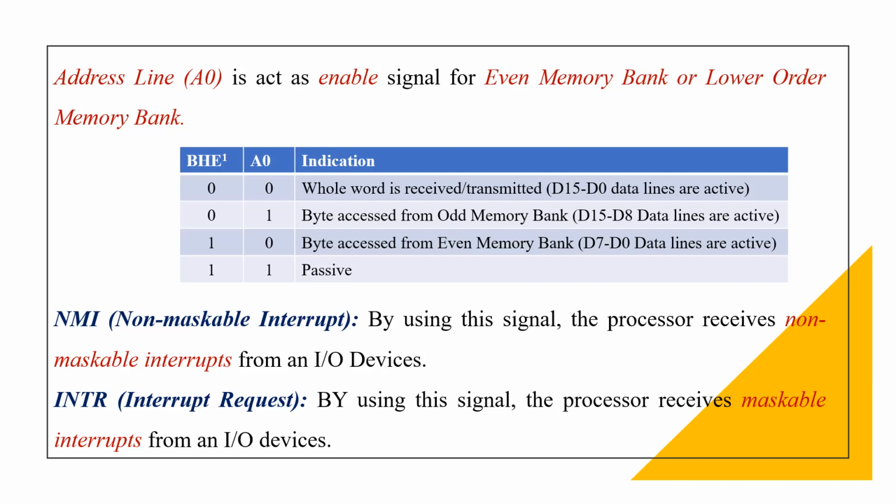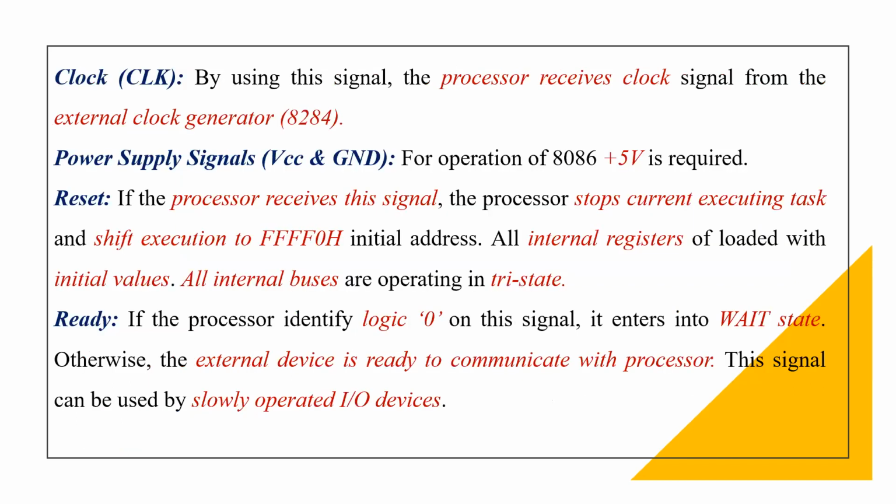And the next one is INTR. INTR full form is interrupt request. By using this signal, your processor can receive maskable interrupts from an IO device. And we know that our 8086 supports a total of 256 interrupts. Out of that, one is the non-maskable interrupt and the remaining 255 are maskable interrupts. Those 255 types of interrupts your processor can receive from an IO device by using a signal called INTR, meaning interrupt request.